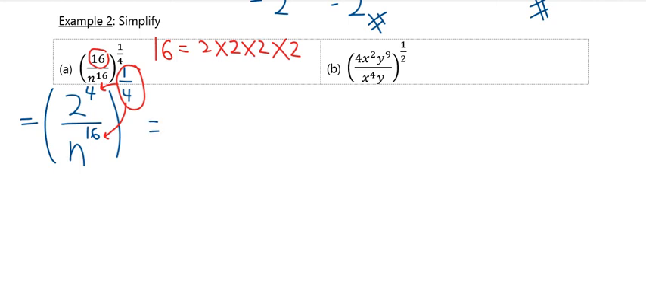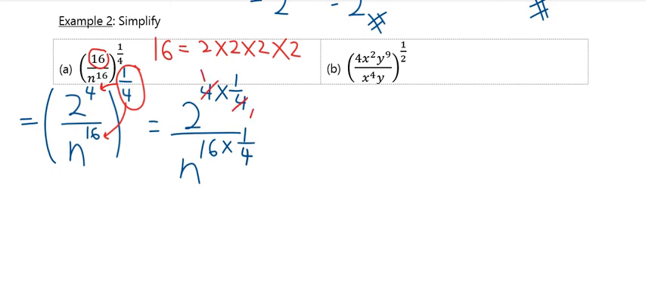So let's have a look here. 2 power 4, and then you multiply it with 1 quarter. And then n power 16, you also apply multiplication, and you can see here you can cancel 4 times 1 quarter, and 16 and 4 become 1 and 2. Now you're almost there. So 2 power 1 is basically 2, and then n power 2 times 1, so n square. So that's your answer for part A.